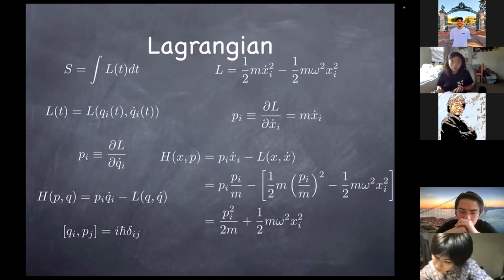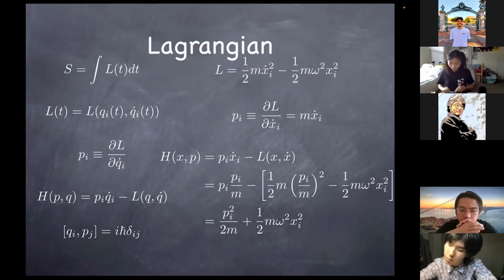So the Hamiltonian is P x dot minus L. So on the left-hand side of the slide, I write P Q dot minus L, but in the case of harmonic oscillator, Q is nothing but the coordinate, namely position of the particle.